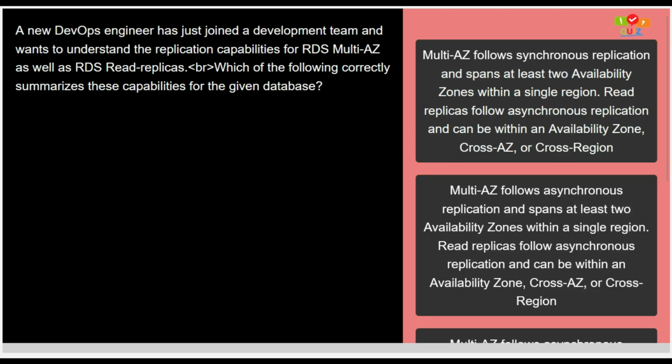And we come to our last question. A new DevOps engineer has just joined a development team and wants to understand the replication capabilities for RDS multi-AZ as well as RDS read replicas. Which of the following correctly summarizes these capabilities for the given database?